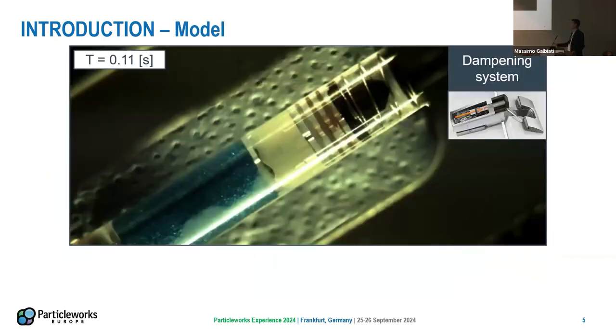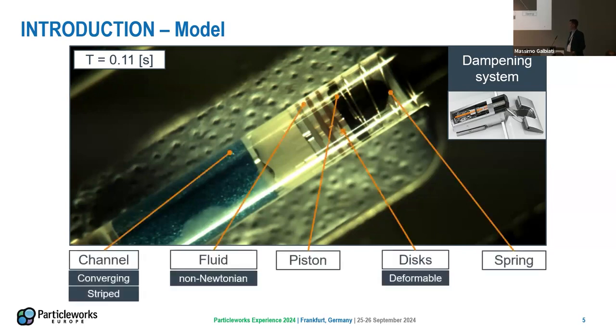Okay, this is a real video of the system that we are going to simulate. And the system has different components. We have a channel, which is not just a cylinder, but is converging, striped. So again, not just a channel. There is fluid inside it, a non-Newtonian fluid. There is a piston in black that you can see. There are some discs, which are very important, in the middle, colored in brown, which are deformable. And we also have a spring. And here we can see the motion of it.